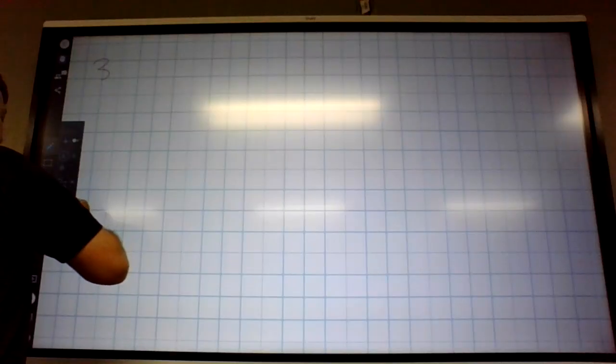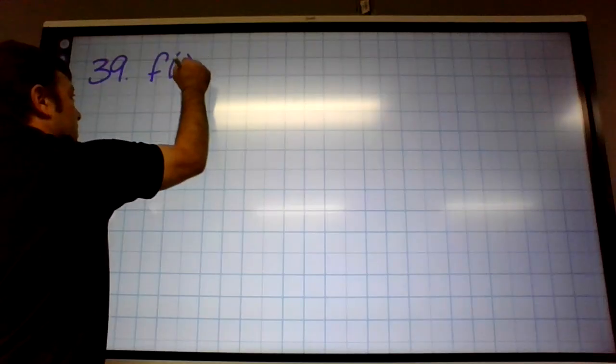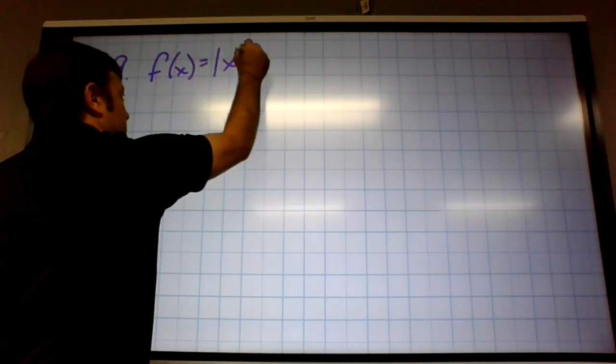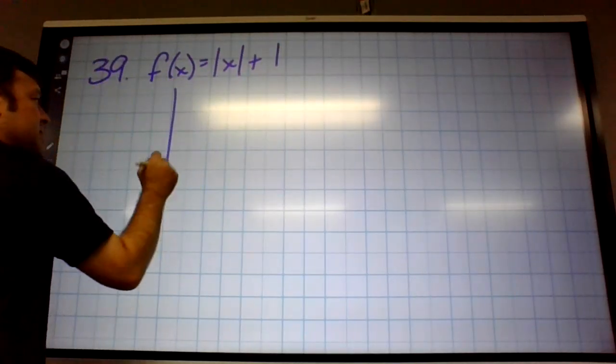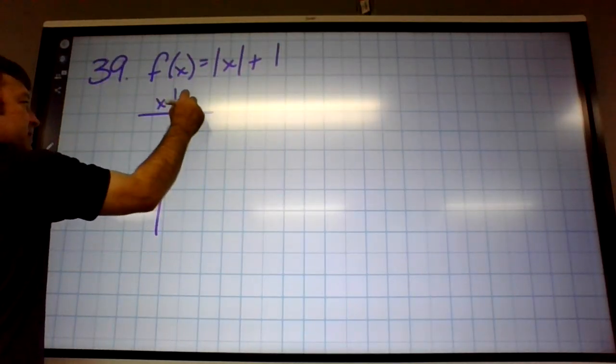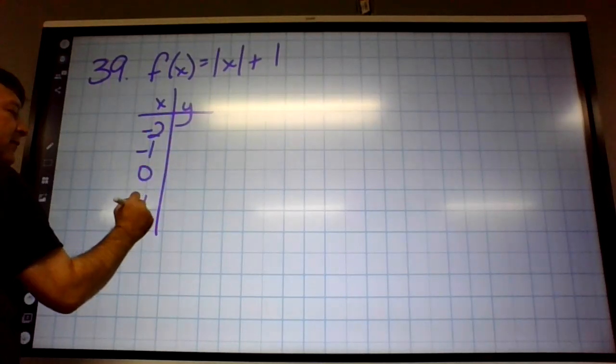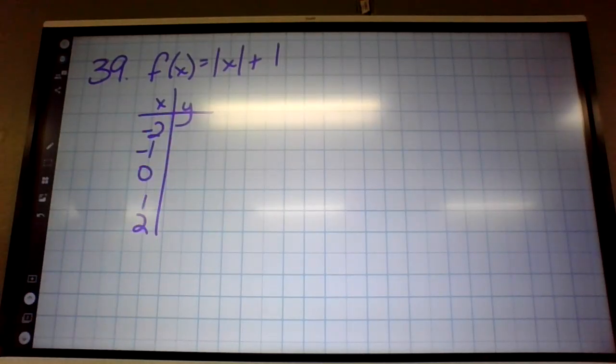How did we graph this? Oh boy. How did we graph this? Let's go purple. Let's change it up. On Thursday, what did we do? We did this. If you don't know what a graph looks like, you can always figure it out by plugging stuff in and seeing what comes out.